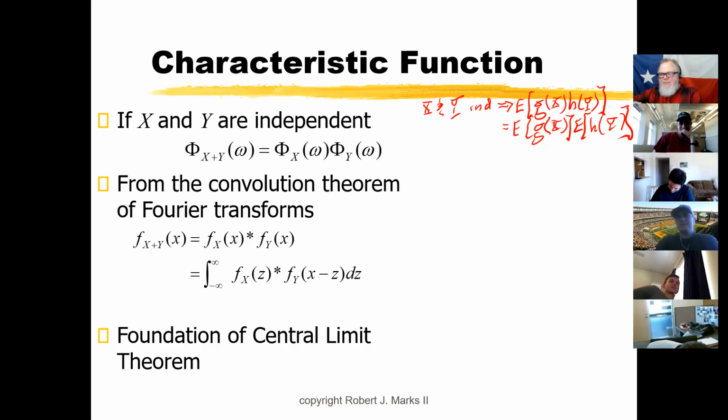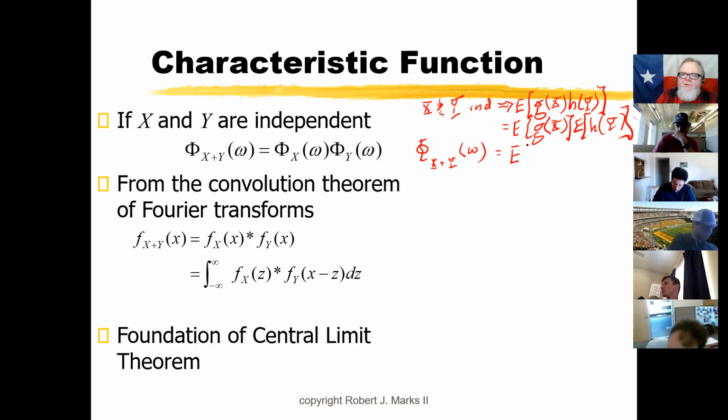Okay, so that looks familiar to you? Well, indeed, if that's familiar, then you should be able to see that the expected value, and this is really kind of cool, the expected value of X plus Y of omega. In other words, we're adding two random variables together. That's equal to the expected value of e to the j omega (X plus Y).